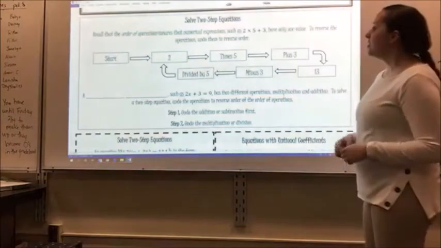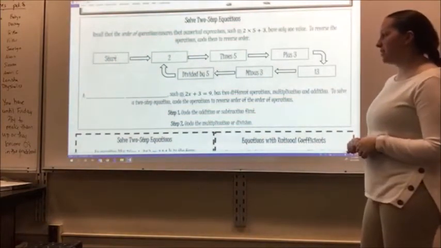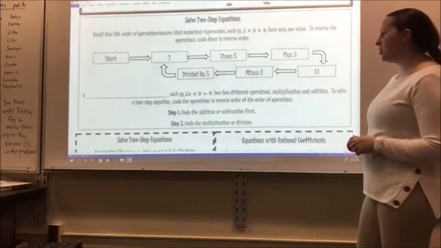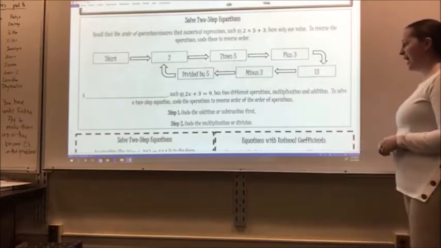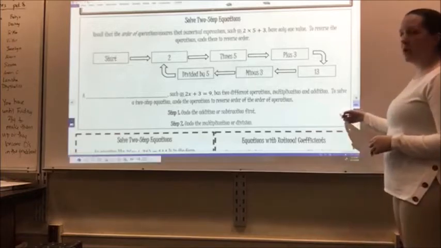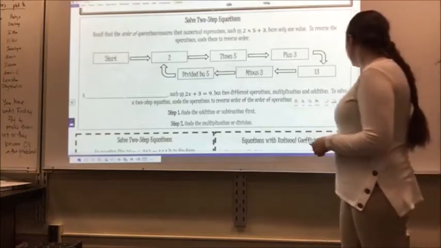Okay? So a blank, such as 2x plus 3 equals 9, has two different operations, multiplication and addition. In those blanks, you're going to write two-step equation.